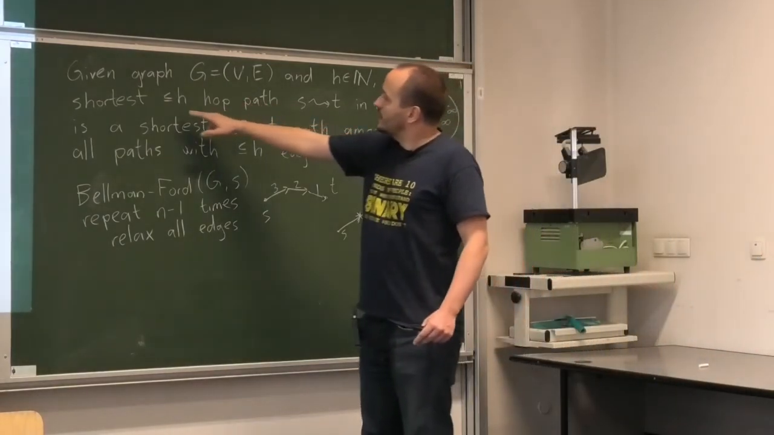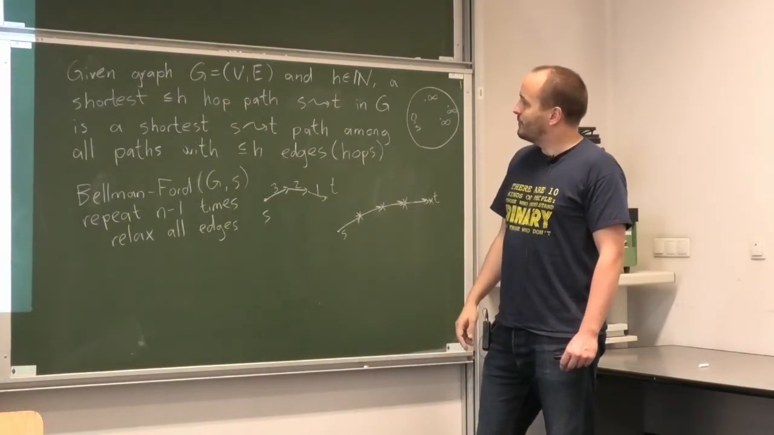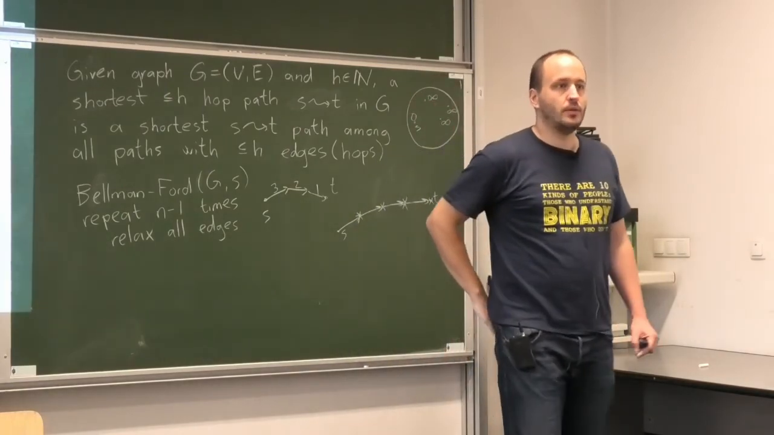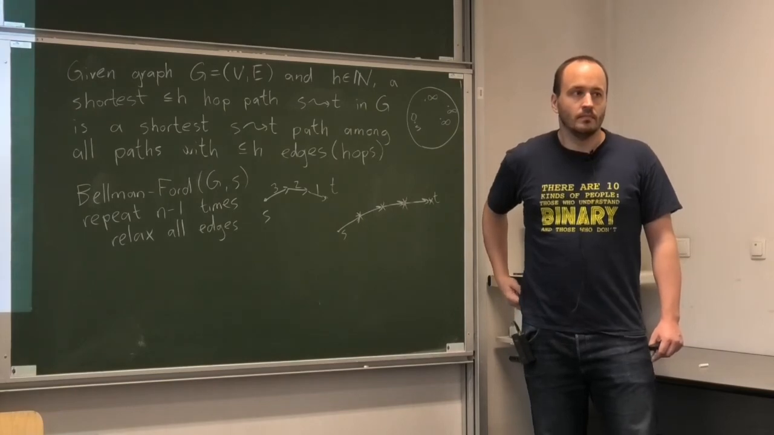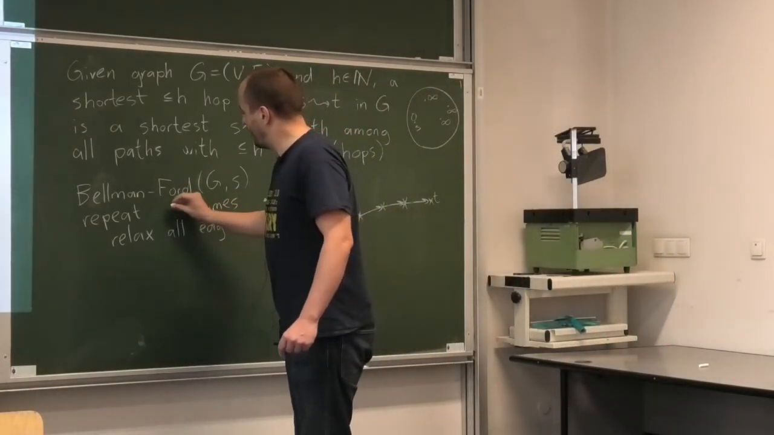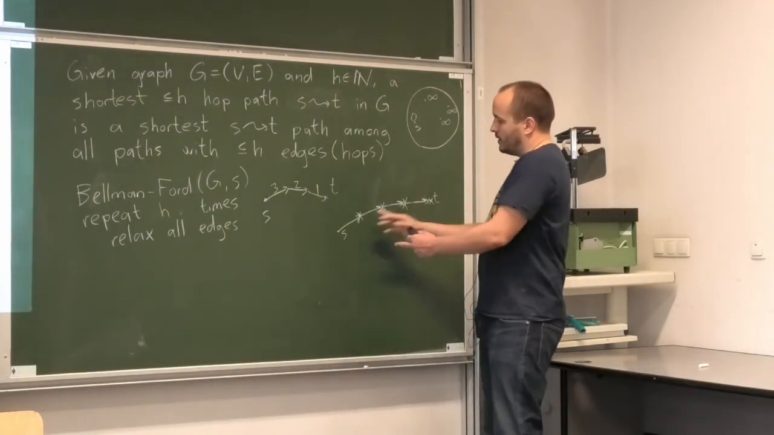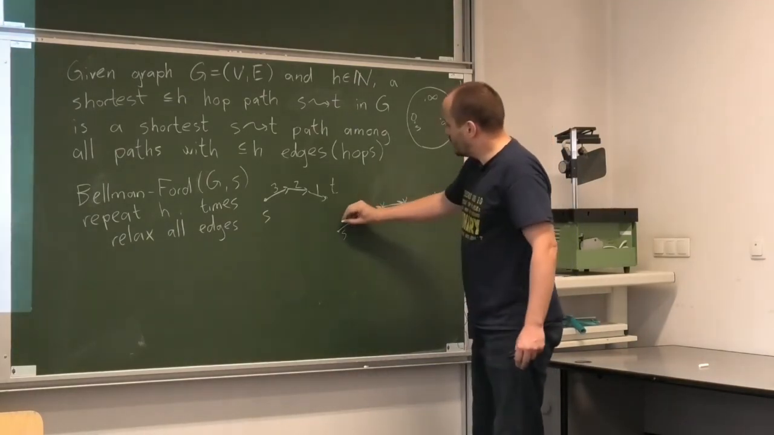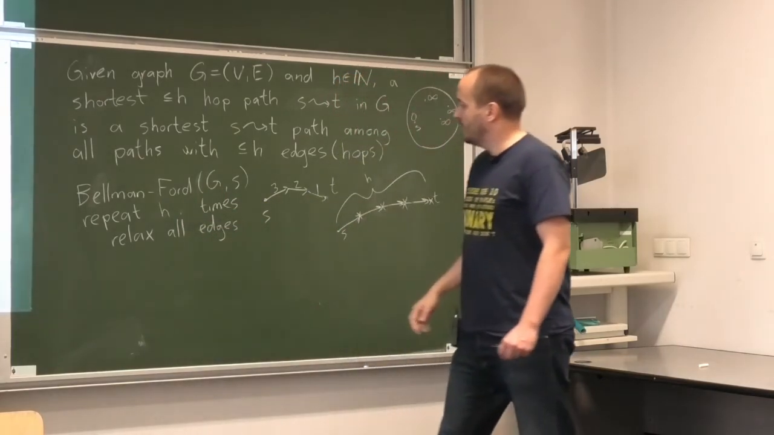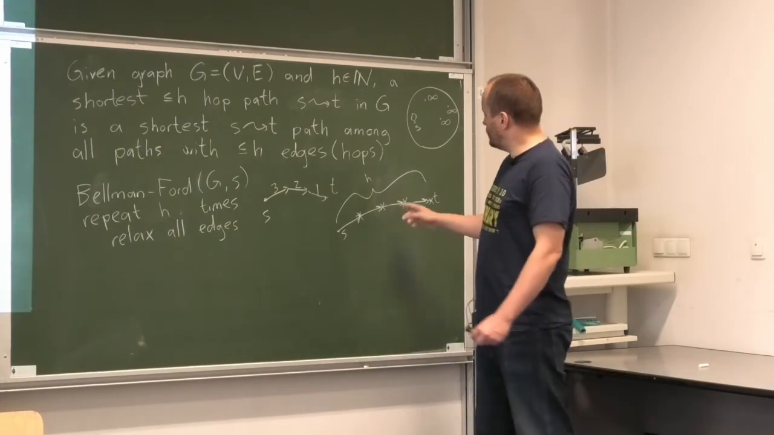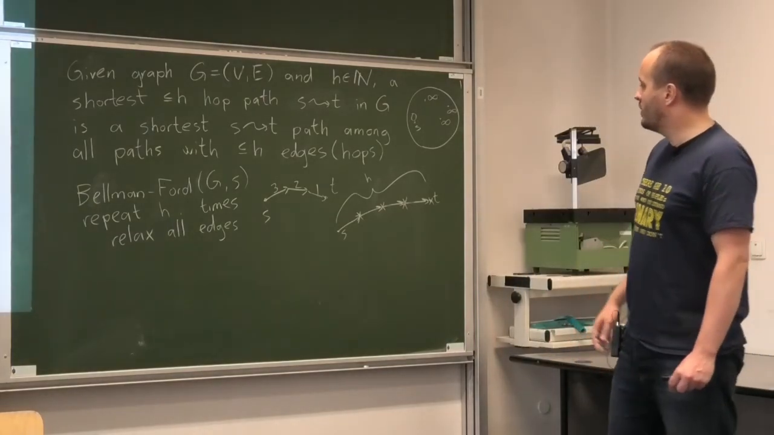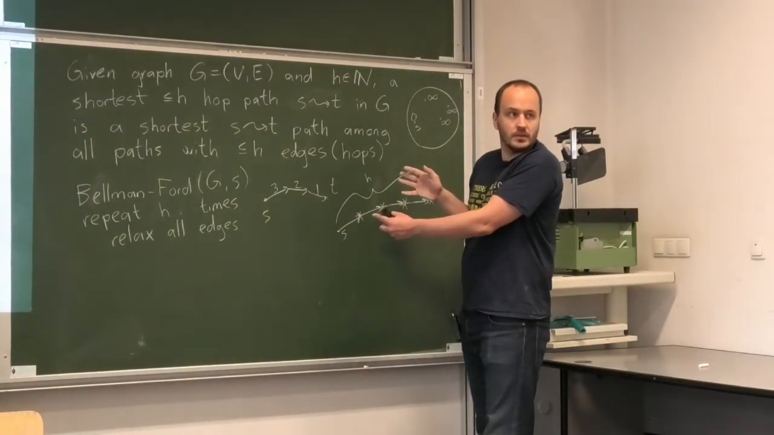Now let's look at this definition up here. Let's say we have a shortest, at most h-hop path from S to T. How many times do you think you need to repeat this to have found such a path? Yeah, so we just put in h here. Because now we don't care about very long paths measured in number of edges. We just care about the shortest path that has the restriction that it has at most h hops. So you can modify Bellman-Ford, and you repeat this and you relax all the edges, and in this way you can compute these at most h-hop paths. Okay, so if Bellman-Ford finds a path with more than h edges, you don't take it, basically.